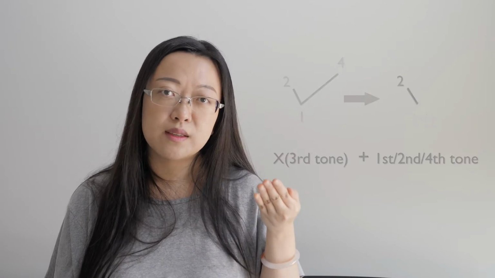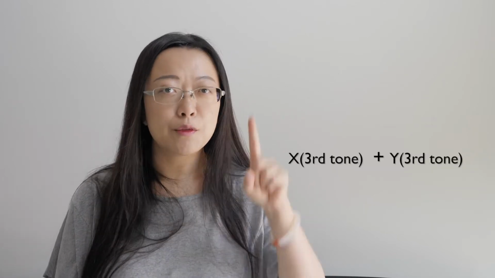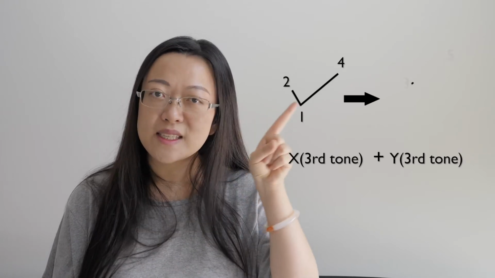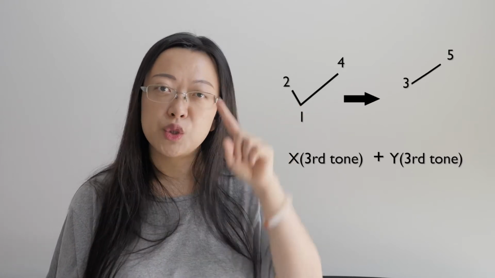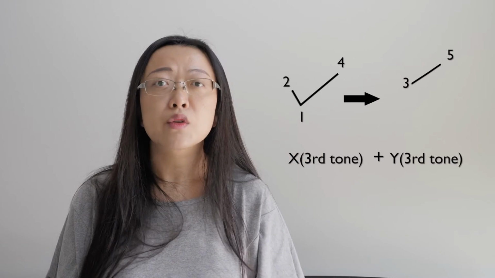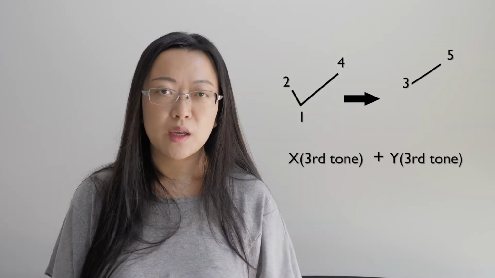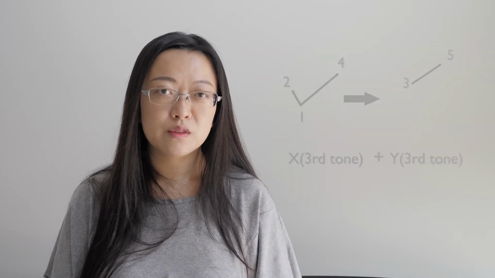And when this third tone character is followed by another third tone character, the first third tone character becomes a second tone, changing from a 2-1-4 to a 3-5. Once you've mastered this rule, let's go to a more difficult thing. Because words are not only two characters in Chinese, there are actually longer words. So what happens when you have a 3-character Chinese word?